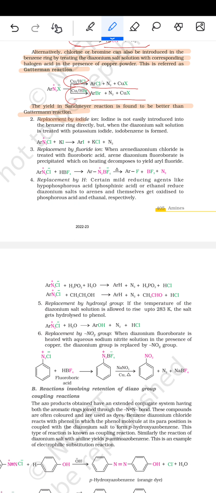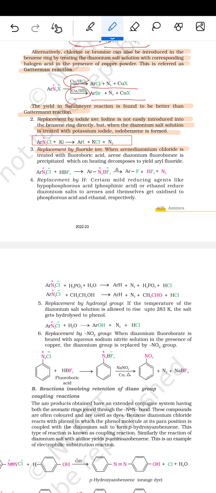दूसरा है कि replacement by the iodide ion. Iodine is not easily introduced into the benzene ring directly, but when the diazonium salt solution is treated with potassium iodide, iodobenzene is formed. जिसका रिएक्शन जाता है कि ArN2Cl में KI मिला दिए तो ArI और KCl प्लस N2 बन जाएगा. फिर आता है replacement by the fluoride ion.